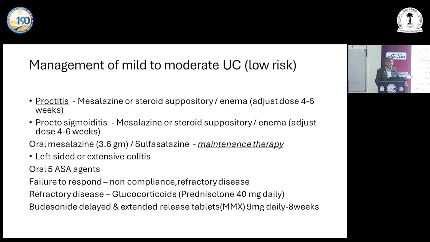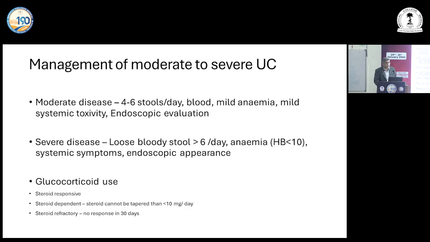In those cases, steroids. As you all know, steroids are very useful. We usually start on a higher dose of 40, and obese patients might need to increase the dose to 60 also. And they're usually quite useful. For the students, actually, there's a new treatment. What we often use these days is budesonide MMX, which is a delayed and extended release medication. 9 milligrams a day, we can give it for 6 to 8 weeks, and it often helps quite well in left-sided, mild to moderate UC. So this is something for you to remember.